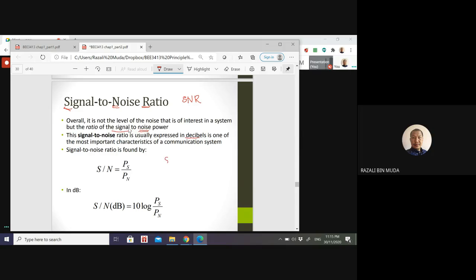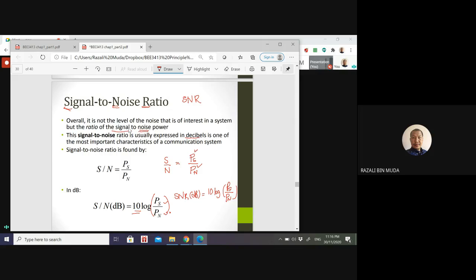What is signal to noise ratio? It is S over N, the power of the signal over the power of the noise. In dB, because this is already in power, we use 10 log. So signal to noise ratio in dB equals 10 log of P signal over P noise.